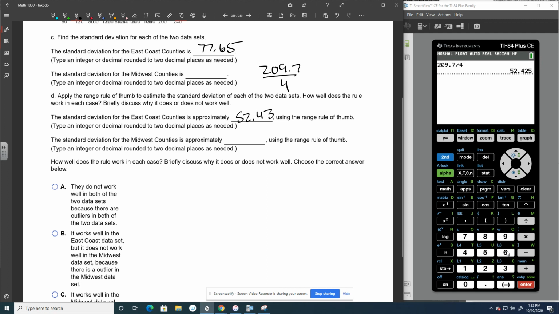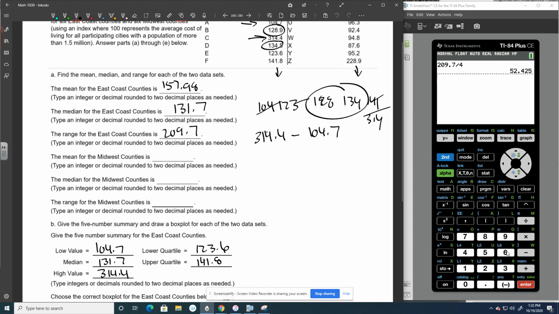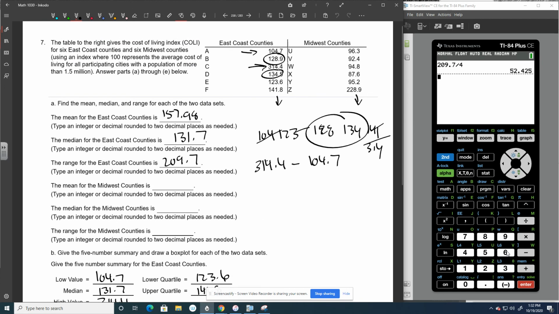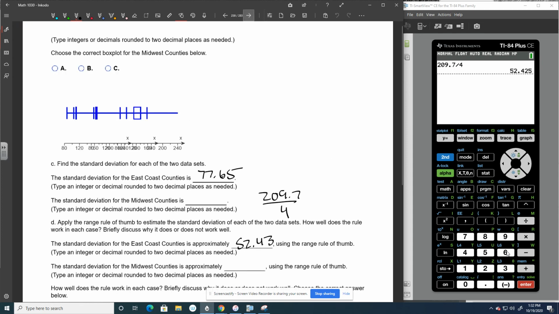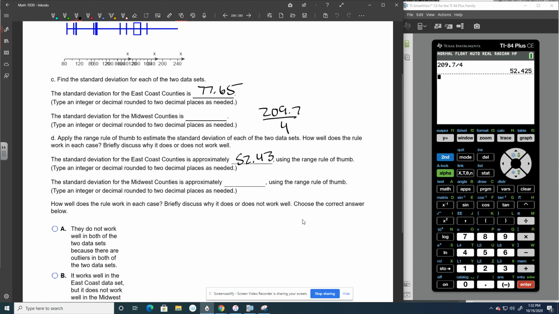That rule does not work in this case because of that outlier. This one right here, this 314, is a huge outlier, which is going to make my range rule of thumb not work very good. I can't just divide by 4 because of that great big outlier. And I'm guessing the Midwest counties are going to find something similar. Okay.